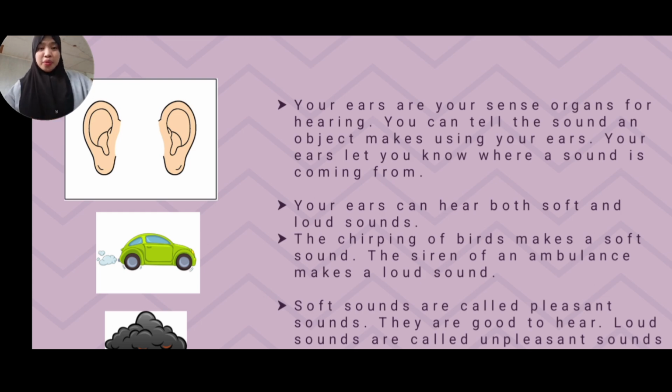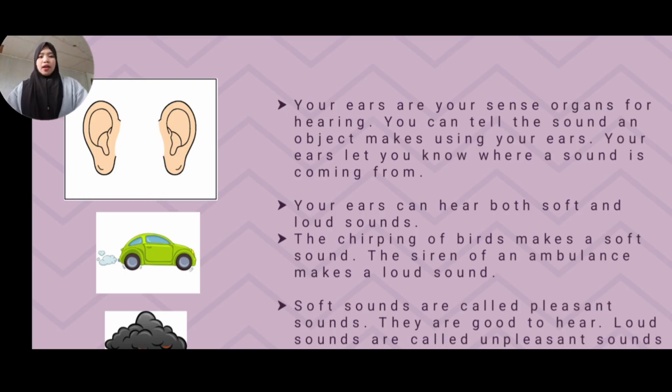So, we have these pictures here of unpleasant sounds. We have the car that is beeping, or just passing by, which is not too good or pleasant in our ears. And another example is the thunder or the storm. Okay, so it makes us fear the thunder, right?